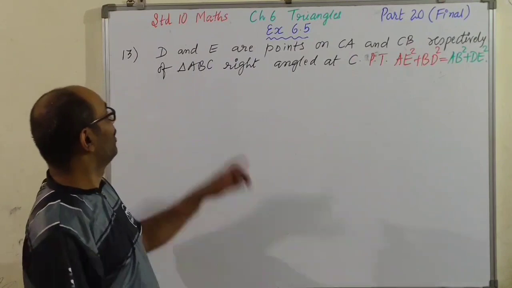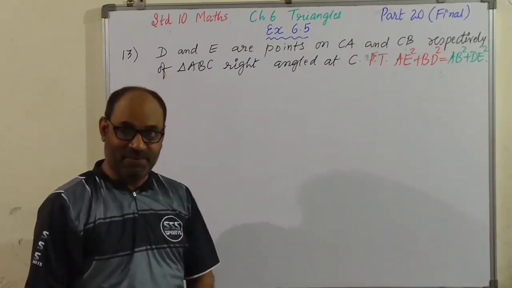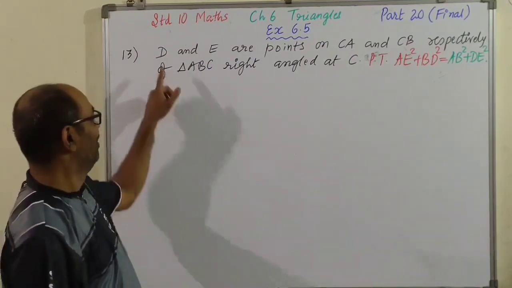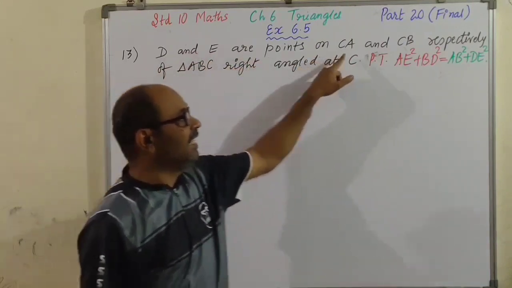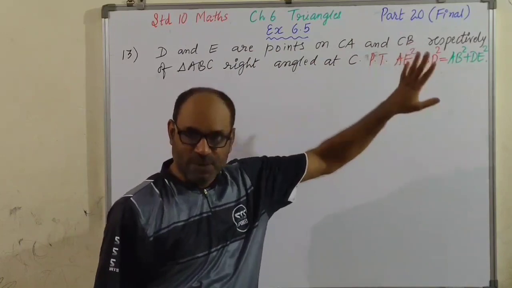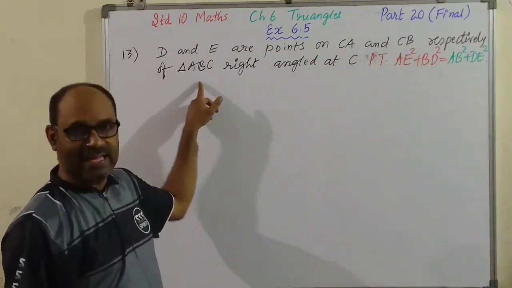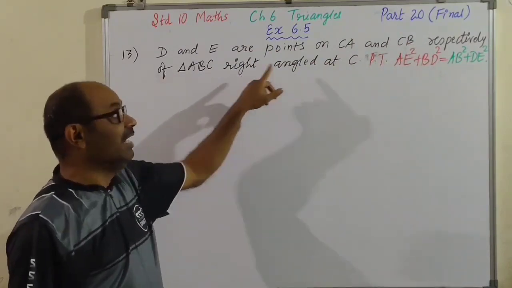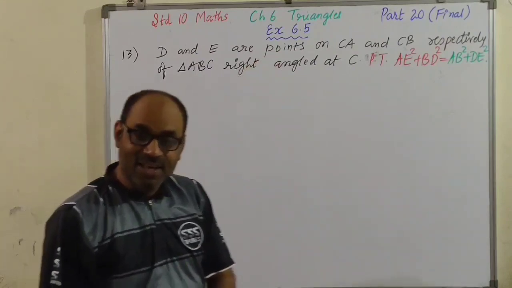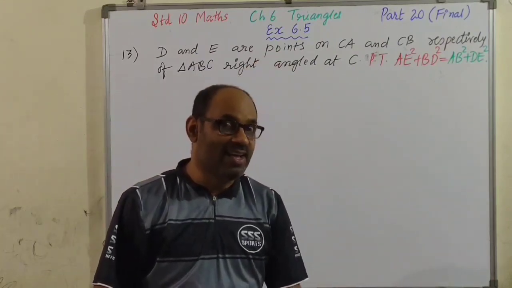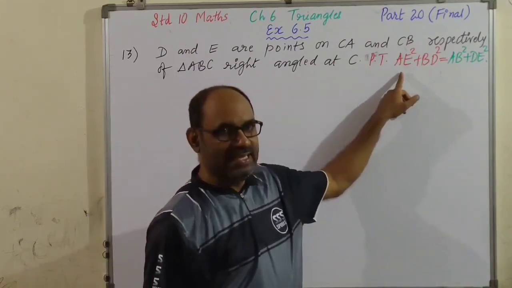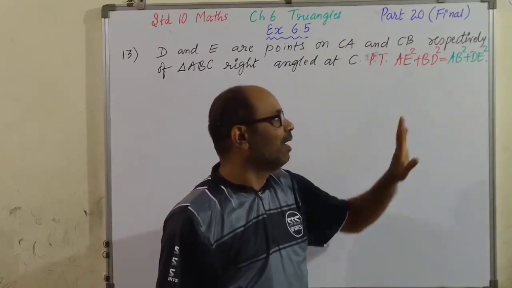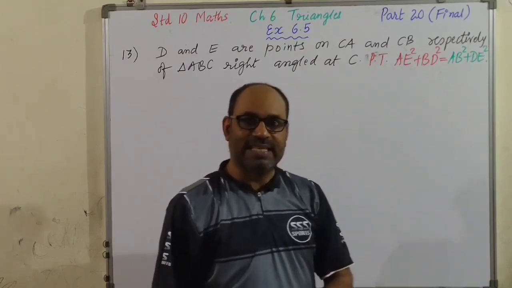Alright, so moving on to the next one, and that is number 13. Let's see the statement. D and E are points on CA and CB respectively of triangle ABC right angled at C. So you have a right angle triangle and angle C is the right angle in it. Prove that AE square plus BD square is equal to AB square plus DE square.